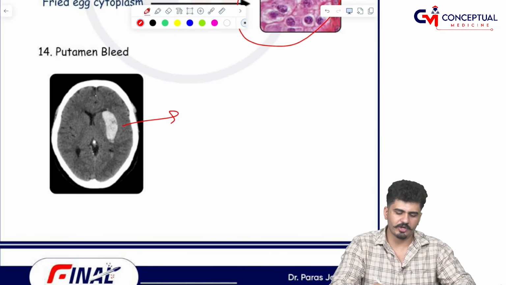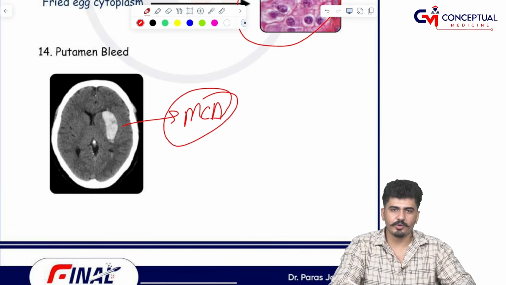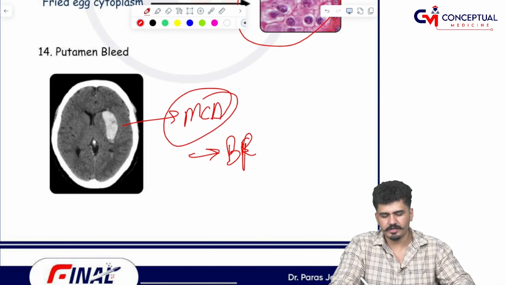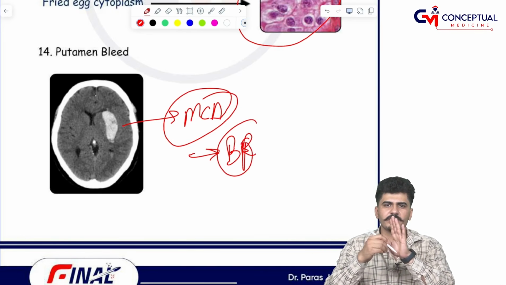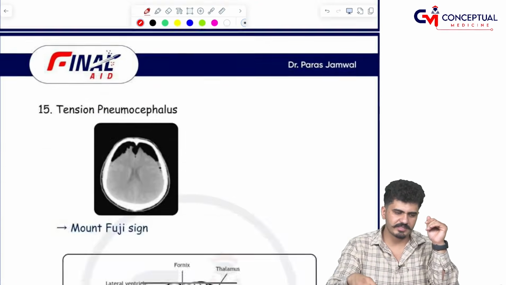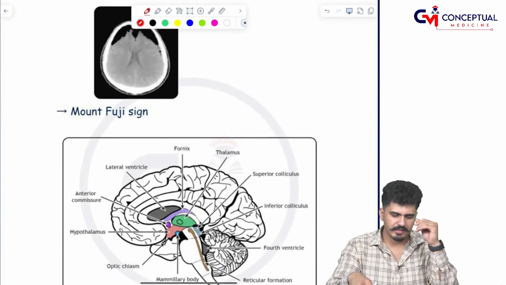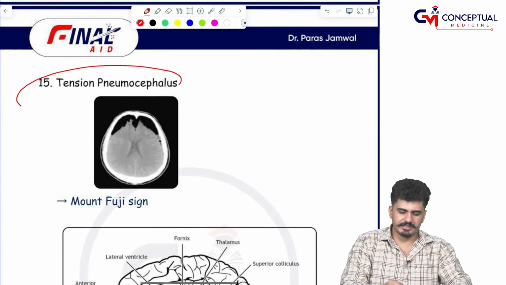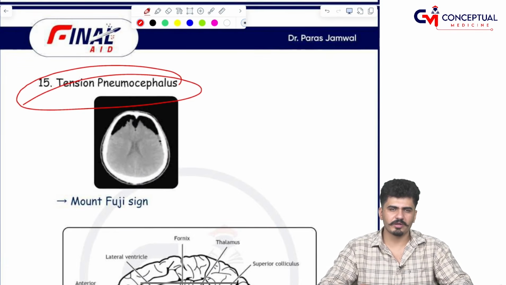Putamen bleed, as we already talked about, middle cerebral artery is going sir. And the reflex which is going to be positive is Babinski's reflex sir. On touching the extremities there is going to be the fanning of the fingers, that is Babinski positive sir. Now Mount Fuji sign you are going to see in tension pneumocephalus.